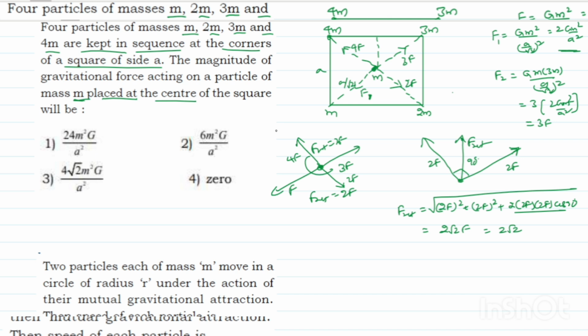G into m square by A square, and this is a by root 2 whole square, which is nothing but 2 whole square. In the sense here we will get 4 root 2 into G into m square by A square here. So the third one is the suitable answer.